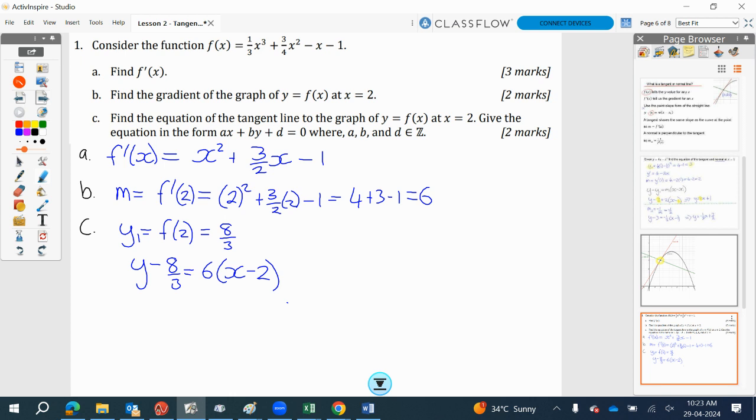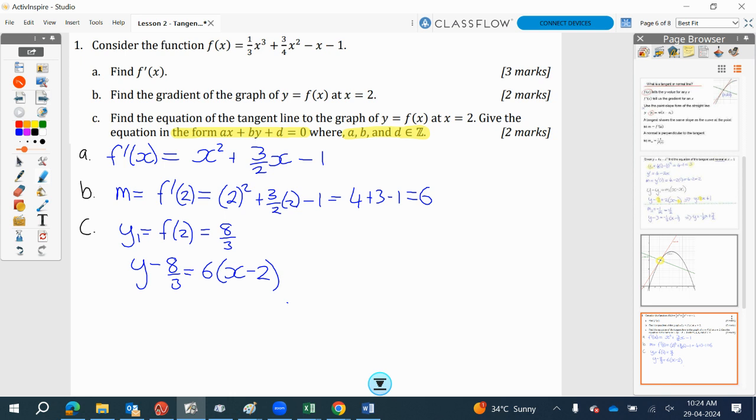However, most questions will ask you to then form it in a certain form. And quite commonly with these ones, it says, give the equation in the form ax plus by plus d equals 0. So you start with point slope form and then rearrange to whatever other form they ask for. In this one, they're asking for ax plus by plus d equals 0. Now, what's special about this one is it says that a, b, and d are integers. That symbol there means they have to be whole numbers.